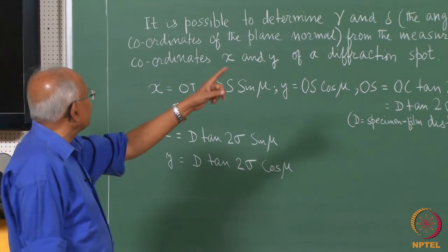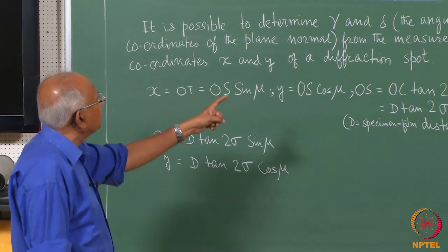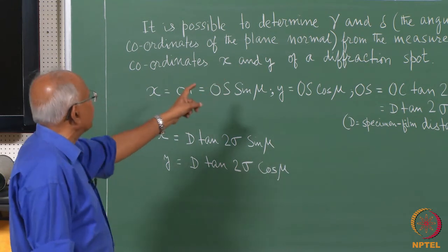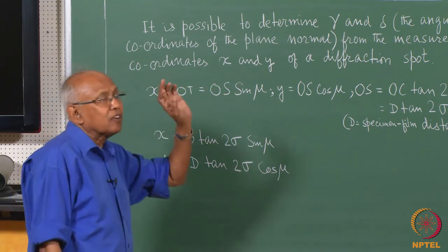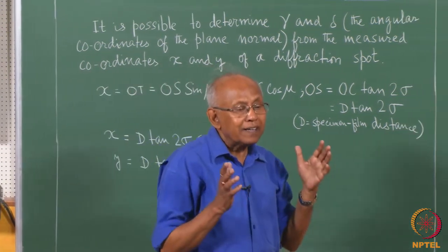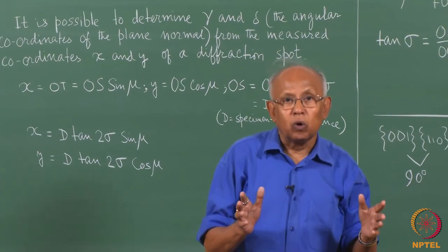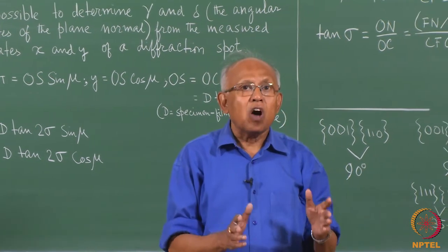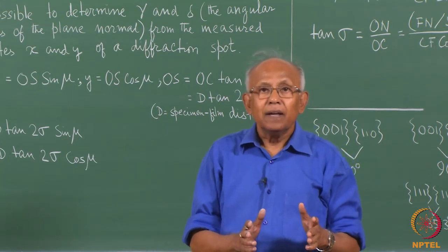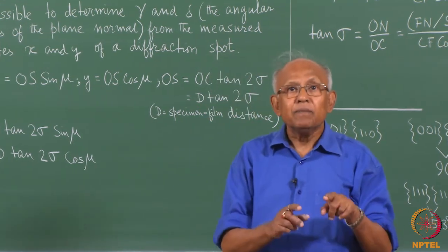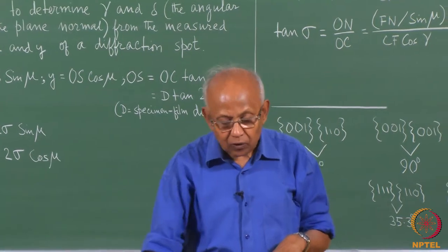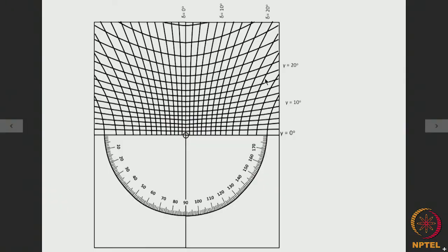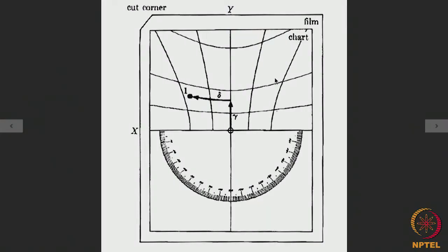What are gamma and delta? These are the angular coordinates of the plane normal from the measured coordinates x and y of a diffraction spot. So, we have got diffraction spots in the form of hyperbolas, and using a Greninger chart and putting it on top of the film, we can locate all the spots on a particular hyperbola on the Greninger chart and read out the corresponding gamma and delta values. So, this is what we obtain here.